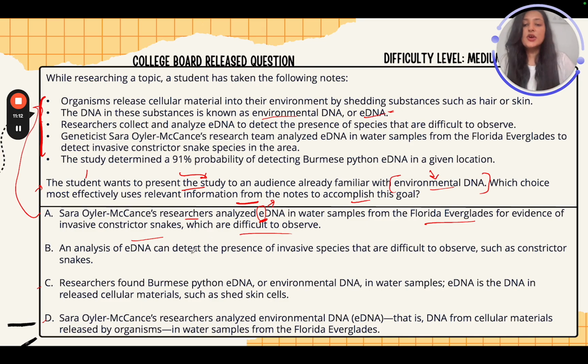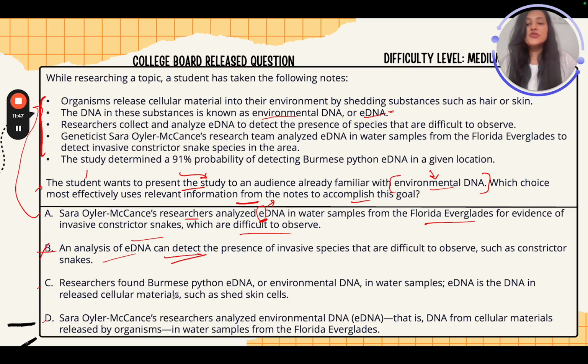B, an analysis of eDNA can detect the presence. Okay, it's telling me what the analysis of eDNA can do, right? It is about the ability, what can happen when the analysis of eDNA happens. But we don't want to talk about the possibilities. We want to talk about the study. We want to present the study: that the study was conducted on X, at Y, etc. That's presenting the study. Presenting the study does not consist of the possibilities, right? So B is definitely out.